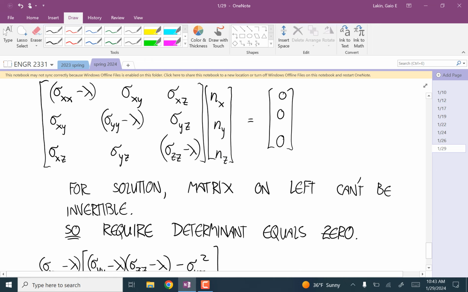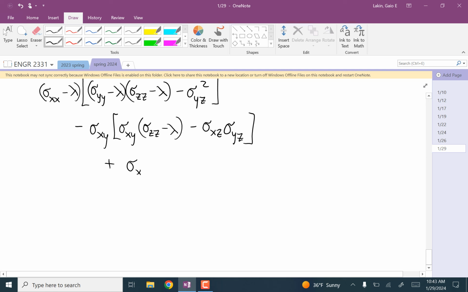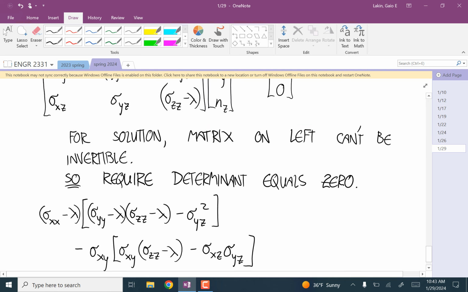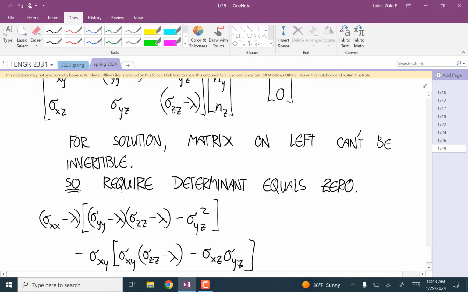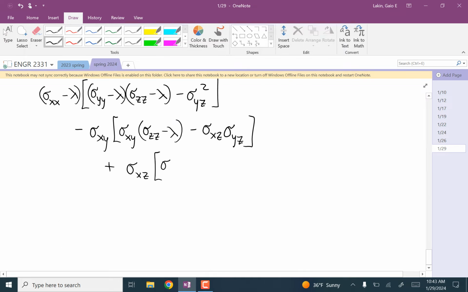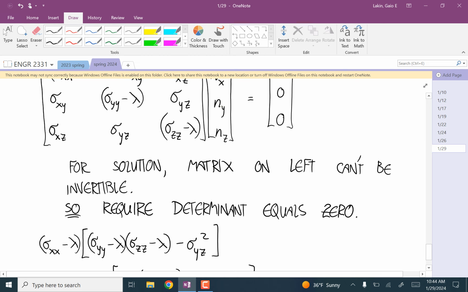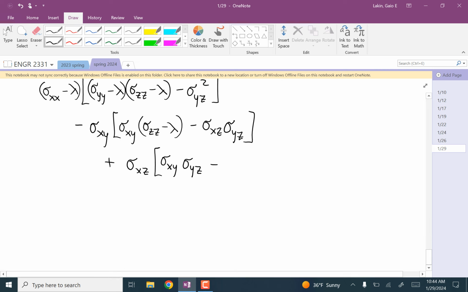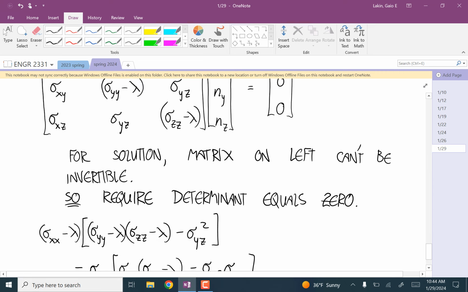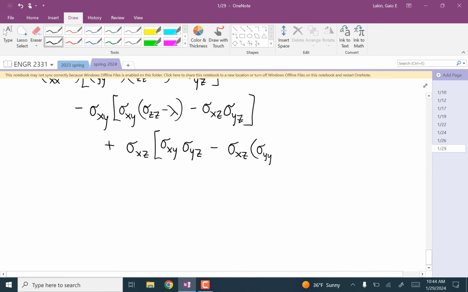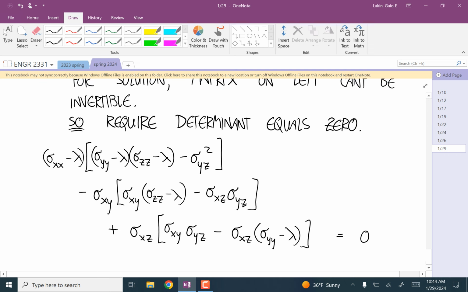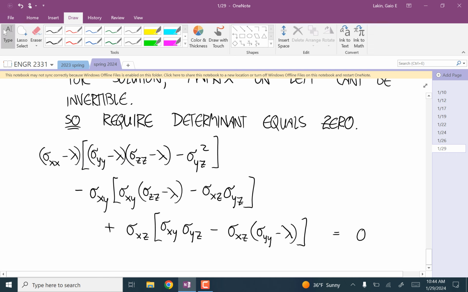And then plus sigma xz times the quantity sigma xy times sigma yz minus sigma xz times the quantity sigma yy minus lambda. Okay, you'll never have to use this ever, but there's one thing that you have to recognize from this.